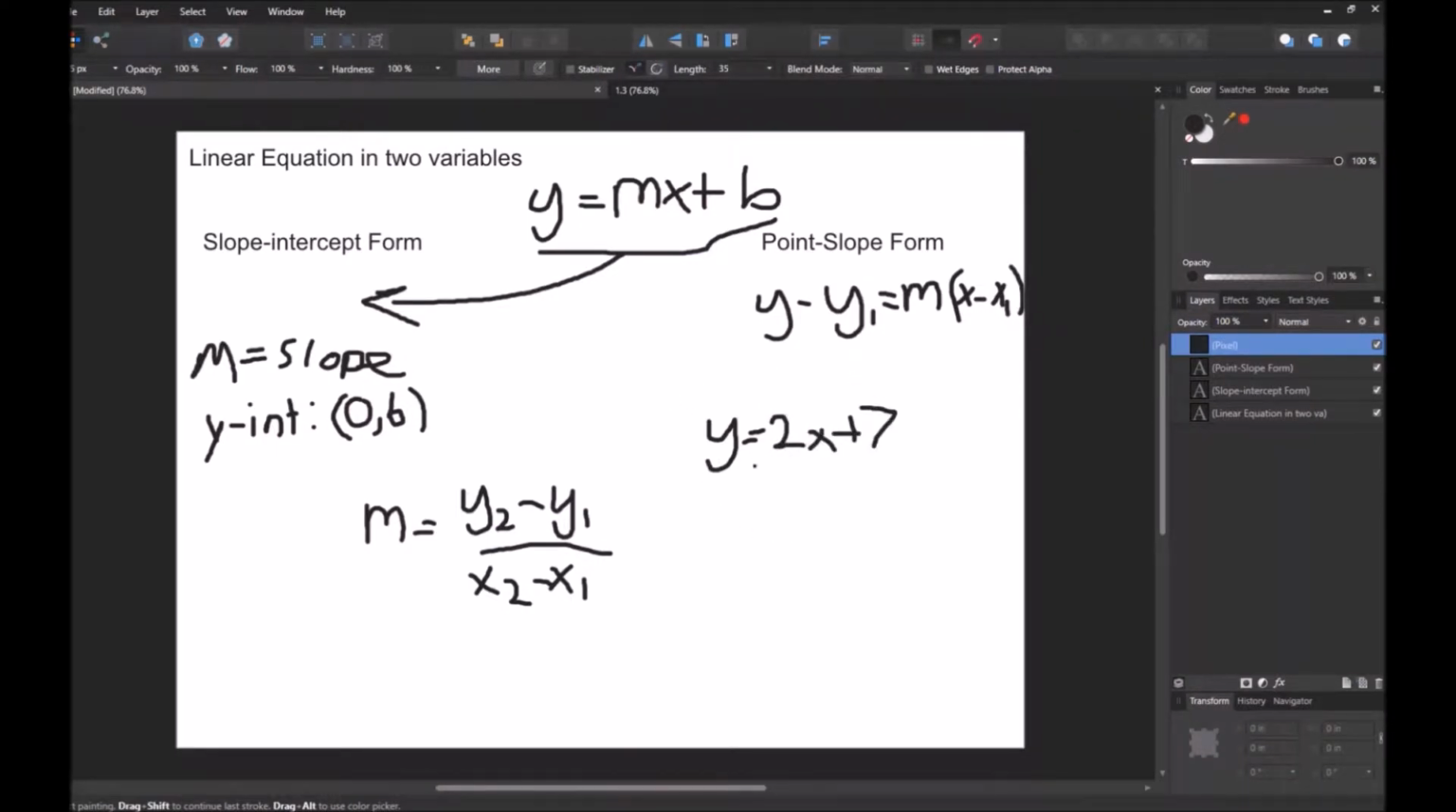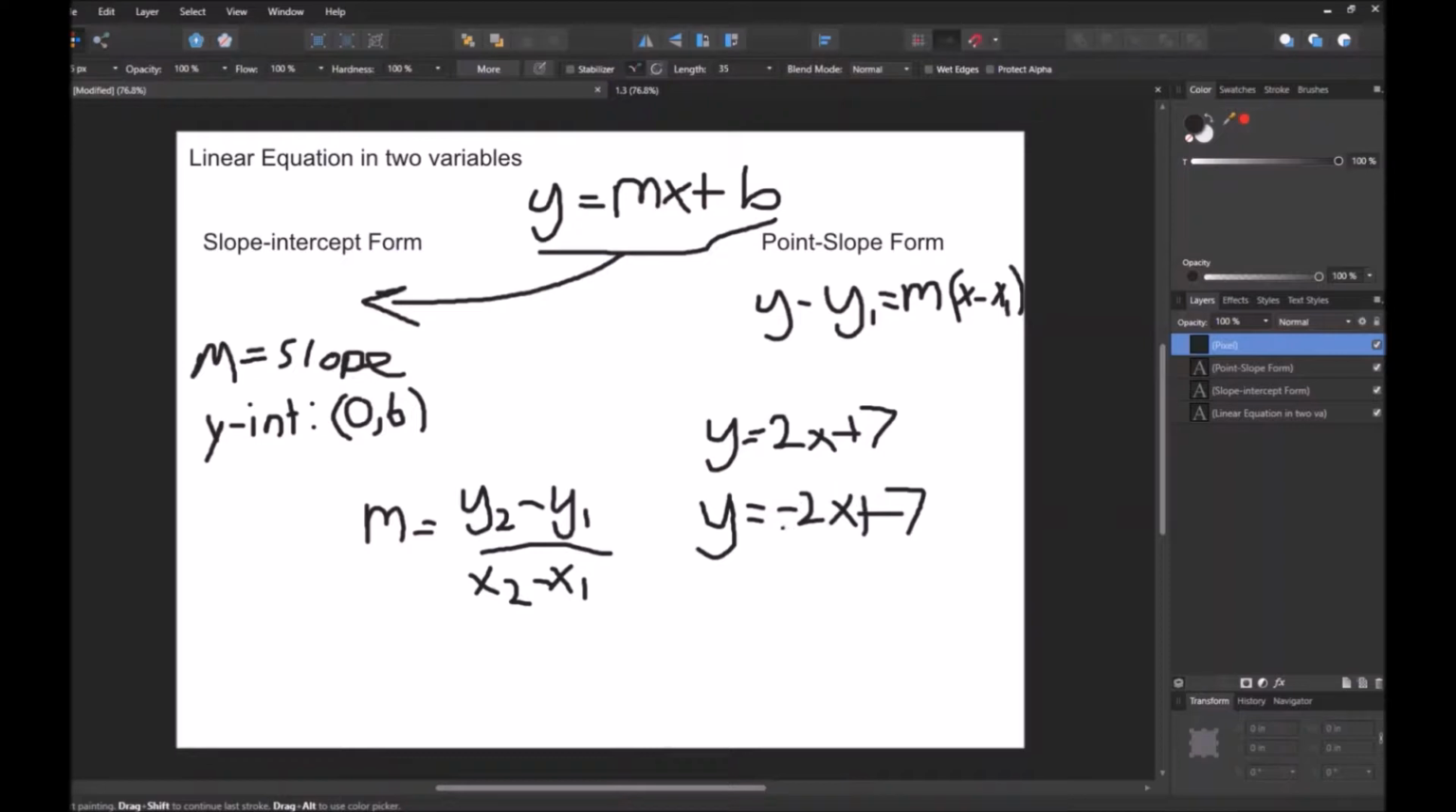So first, let's try to get this into a perpendicular form. We know the slopes have to be negative and they have to be reciprocal. Well, the negative version of 2 is negative 2, so we're going to have negative 2x plus 7. And the reciprocal is the numerator and the denominator sort of flipped.